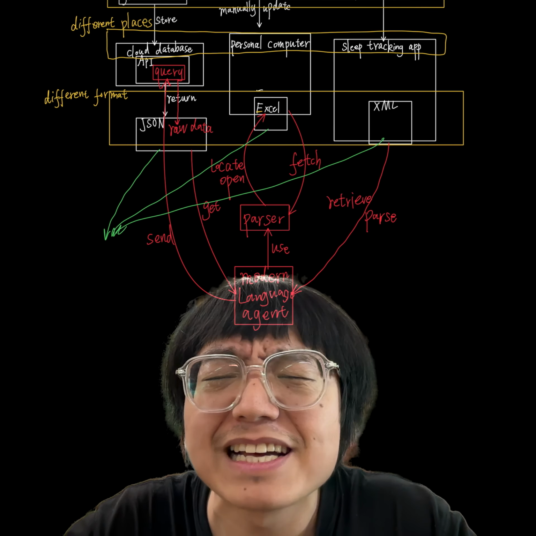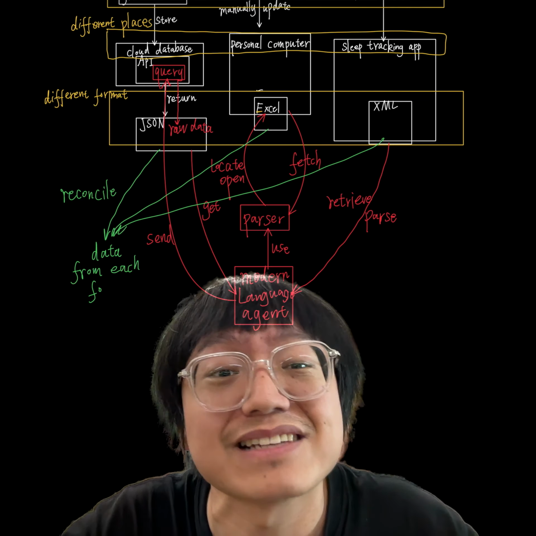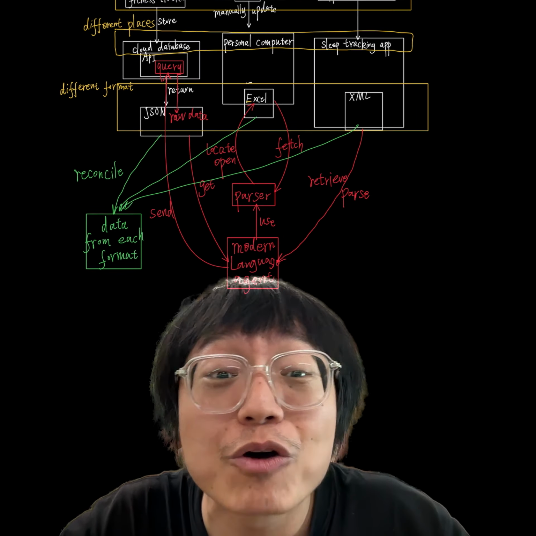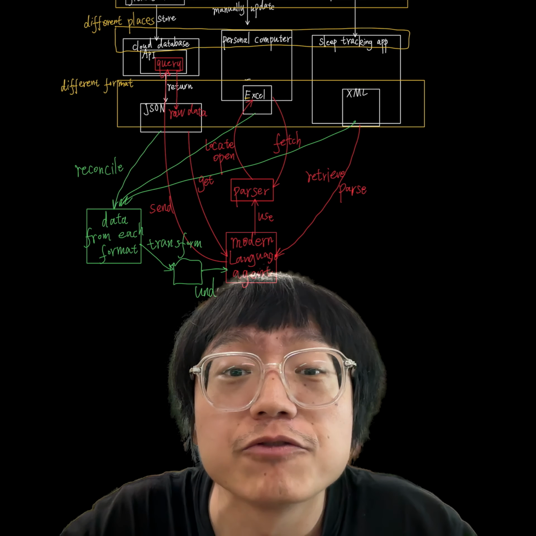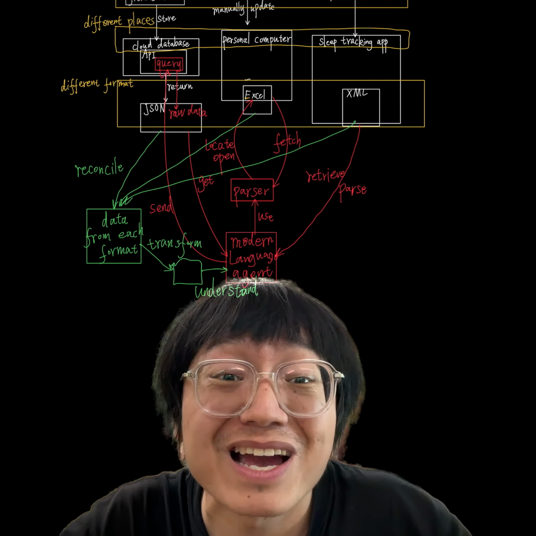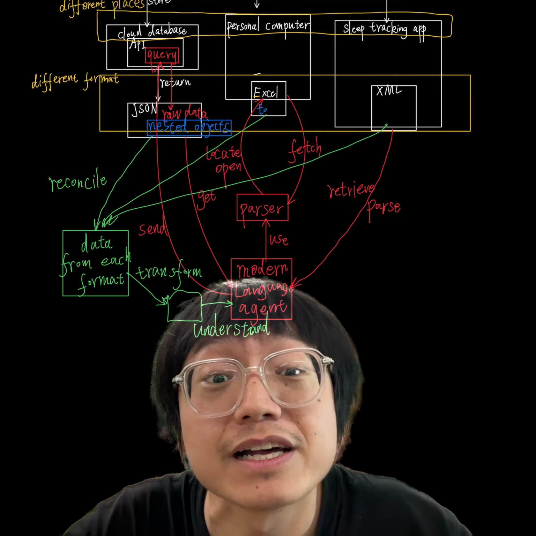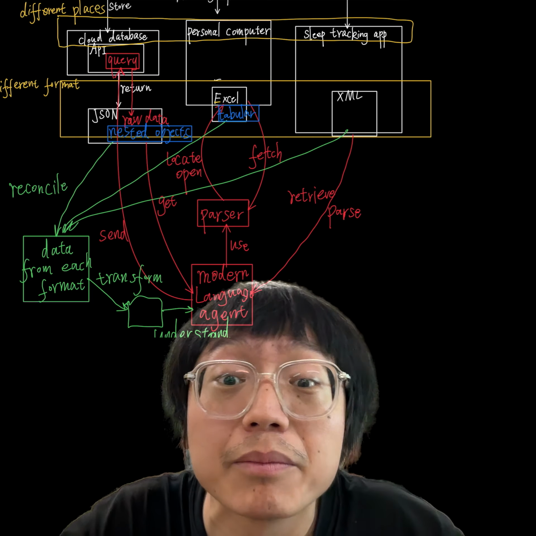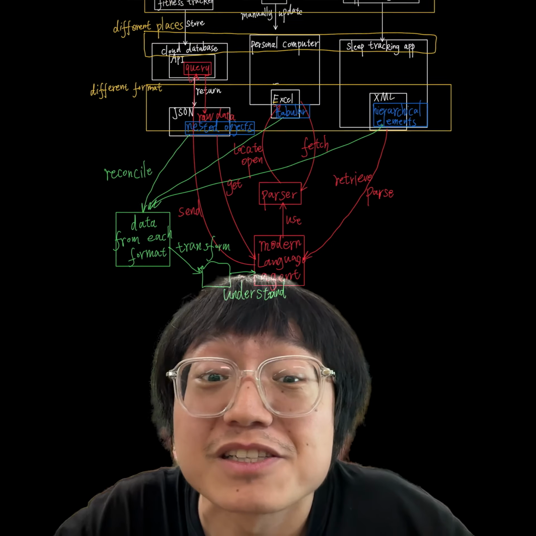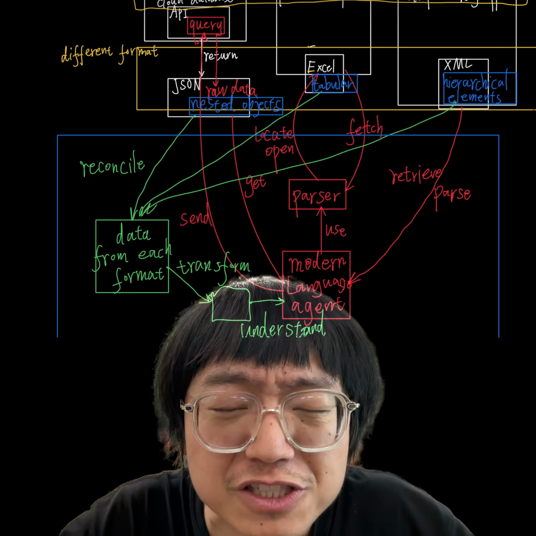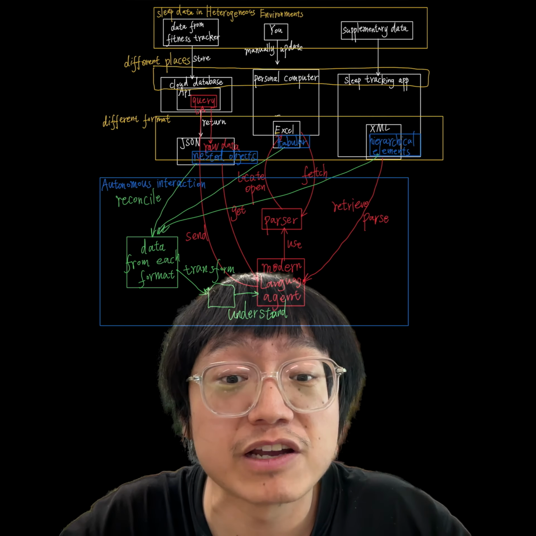The language agent doesn't require all data sources to be in the same format like JSON or XML. Instead, it can understand how to transform data from each format into something it can work with. For example, the JSON data from the fitness tracker might be structured as nested objects, right? While the Excel file is tabular, and the XML file may be hierarchical elements. So this agent reconciles these differences without needing hard-coded instructions. So these are the autonomous interactions with different environments.